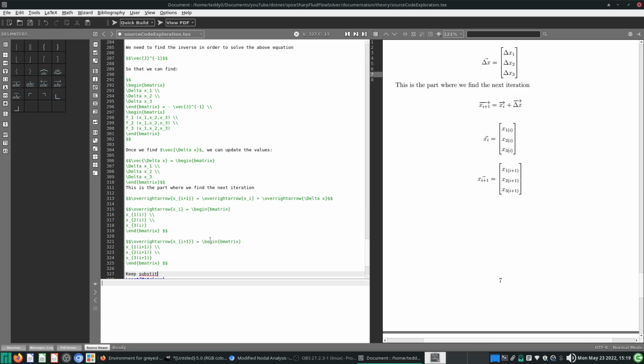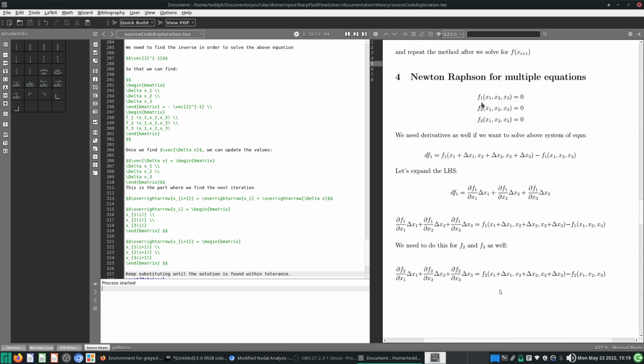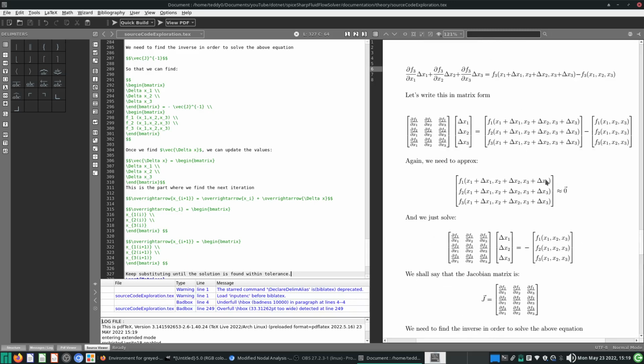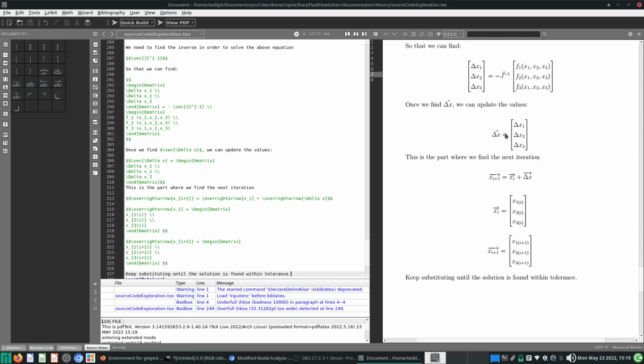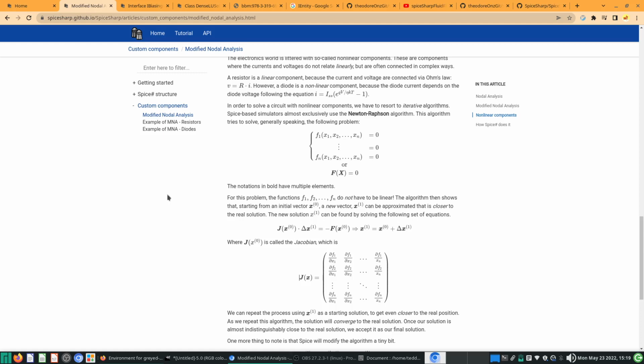Keep substituting until the solution is found within error or tolerance. Okay, keep repeating this until this f1, f2, f3 actually falls close enough to 0 within your set tolerance. So this is basically what the Newton Raphson method is for multiple equations. At least this is 3 equations. We can actually generalize it to n equations like they do right here.